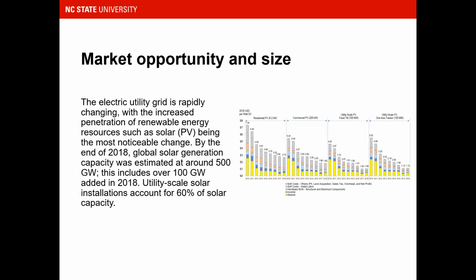We are going to talk about the market opportunity and size. The electrical utility grid is rapidly changing with the increase of penetration of renewable energy resources, with solar PV being the most noticeable change. By the end of 2018, global solar generation capacity was estimated at around 500 gigawatts. This includes over 100 gigawatts added in 2018. Utility-scale solar installations account for 60% of solar capacity.